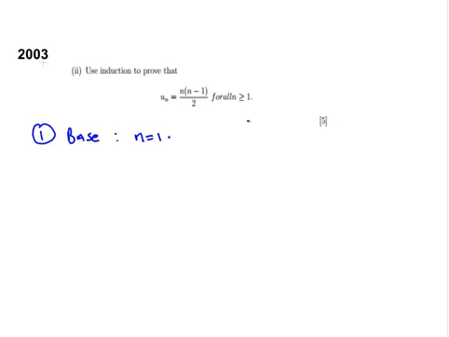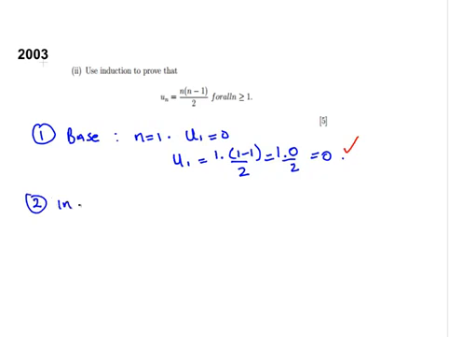So for n equals 1, does this hold? For n equals 1, u1 is going to equal 0. Now let's just check this. U of 1 is equal to 1 times 1 minus 1 all over 2. 1 minus 1 is 0. 1 times 0 over 2 gives us 0. That's fine. Okay, works there.